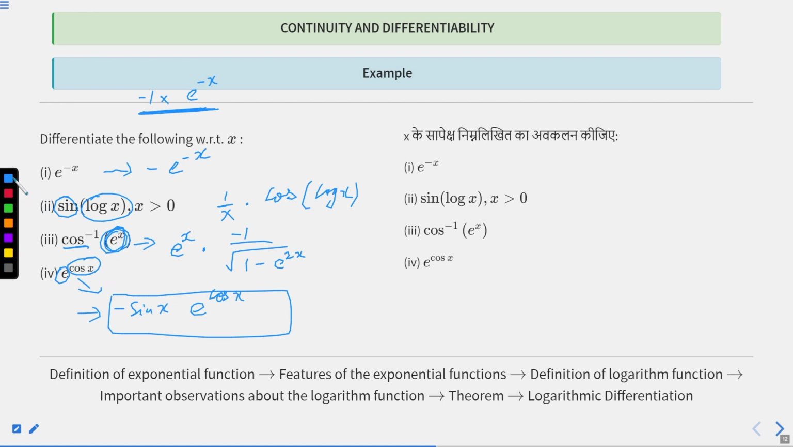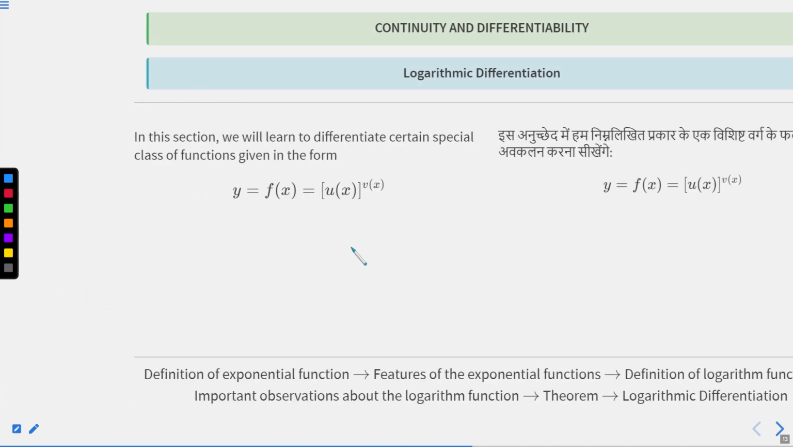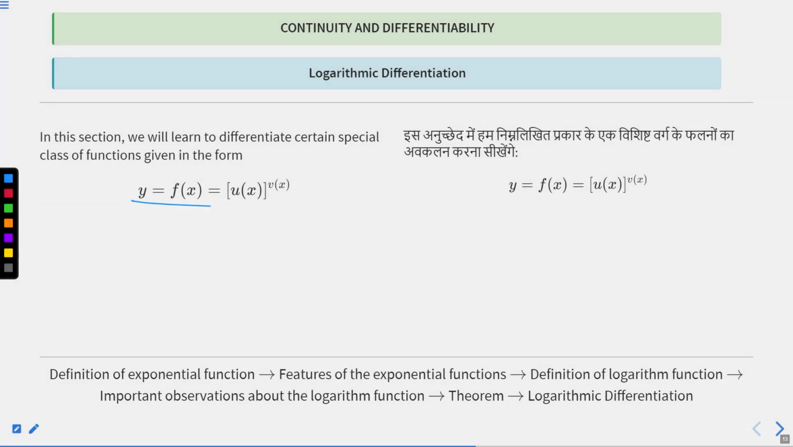If you look at the previous examples, you got nothing like that form. You just simply used the chain rule. But if you face such a form, how will you approach it? If you find y is equal to x power x, how will you find the derivative? Very simple. Just put log on both sides. Then you get log of x power x. You will use the properties of log, so this can be rewritten as x log x.